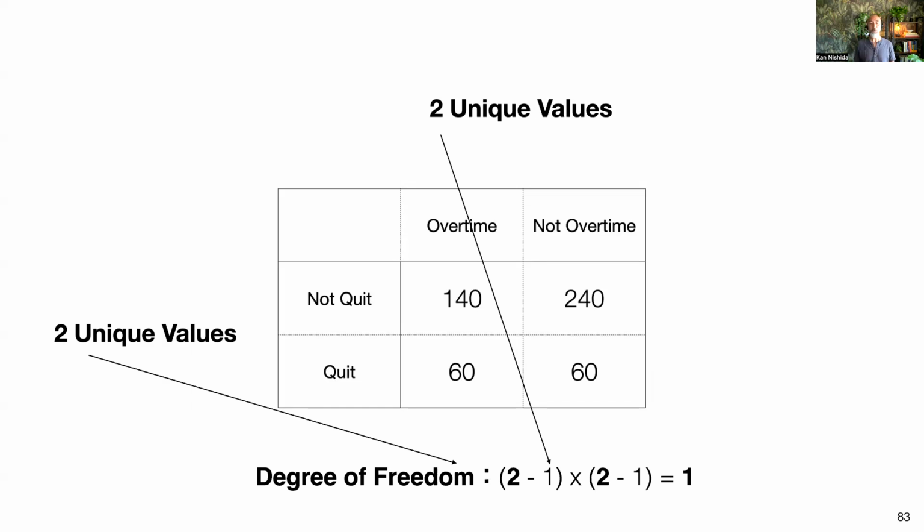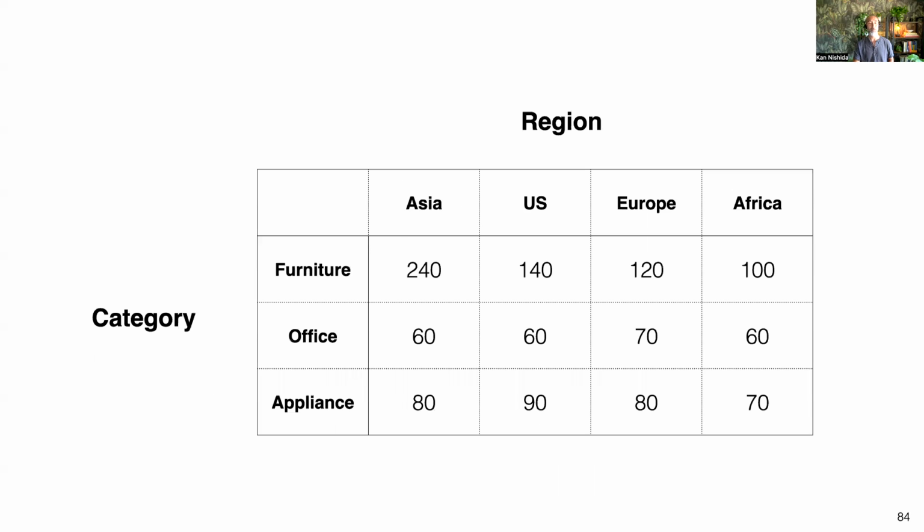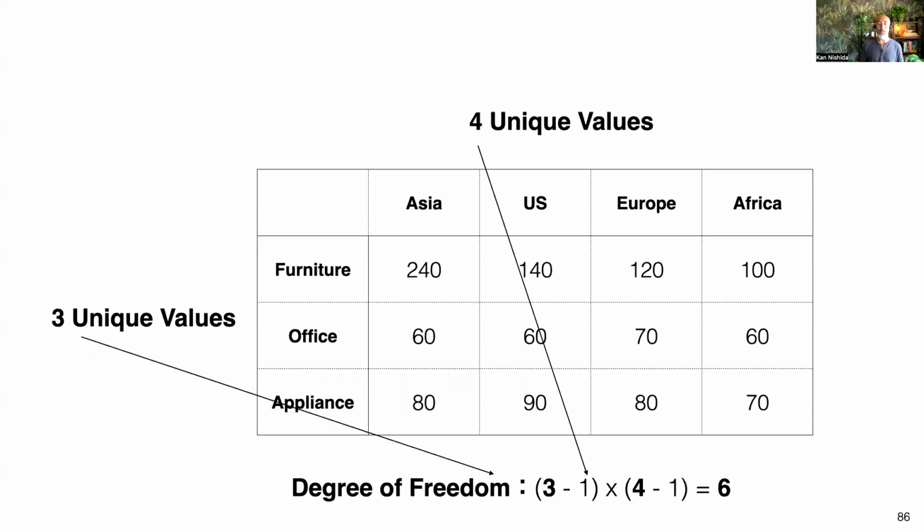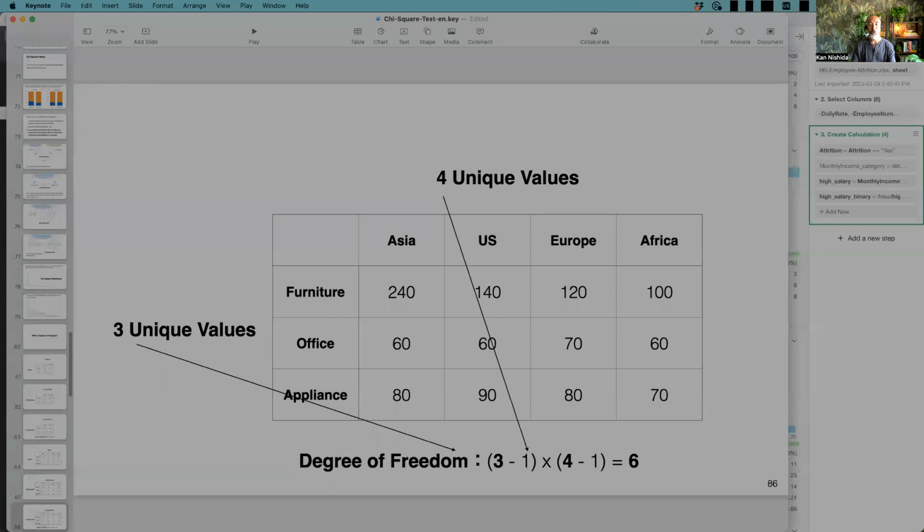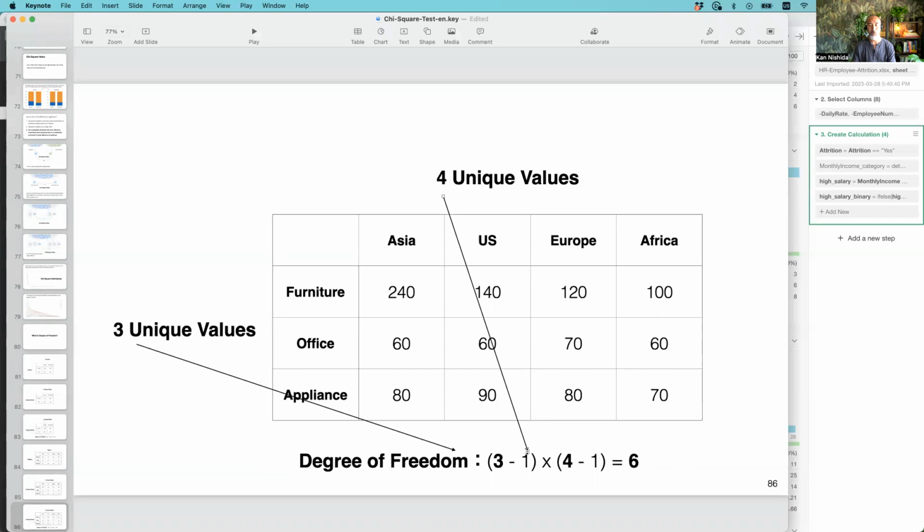So for the categorical variable case, the degree of freedom is the number of unique values minus one. In this case, 2 minus 1 multiplied by 2 minus 1 equals 1. What if you have more unique values? In this case, we have 4 unique values against 3 unique values. Do the same thing. 4 minus 1, I think that arrow is pointing to a slightly different place. It should be something like this, right? So this one goes here, and then 3 should be going here.